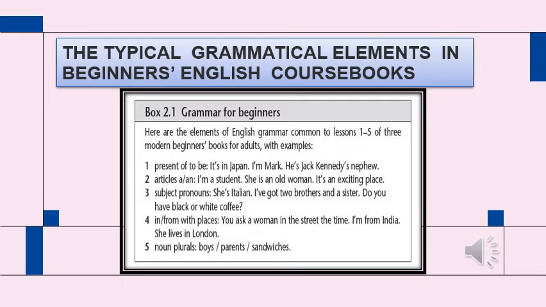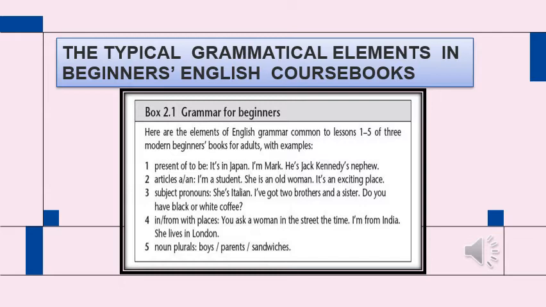So there is a clear presentation of this, which can be found in Harmer 2007. Let's take a look at the first box, 2.1, Grammar for Beginners. These are the elements of English grammar common to lessons 1 to 5 of 3 modern beginner books for adults, with examples. Present of to be: it's in Japan, I'm Mark, he's Jack, Kennedy's nephew. Articles a and an: I'm a student. She is an old woman.